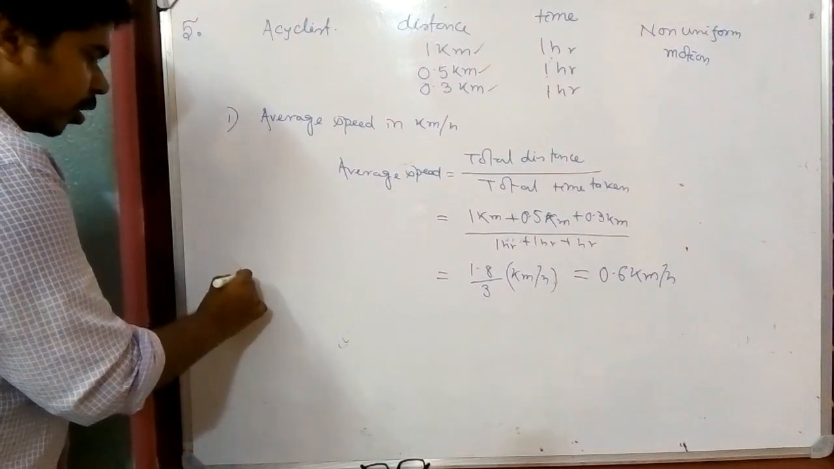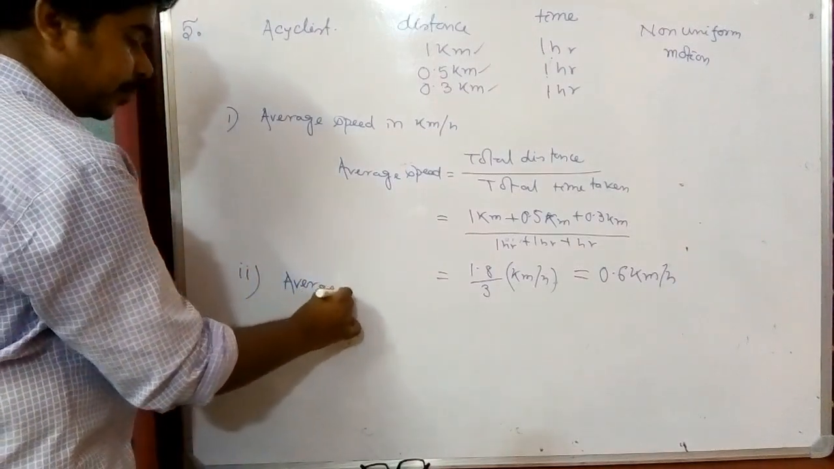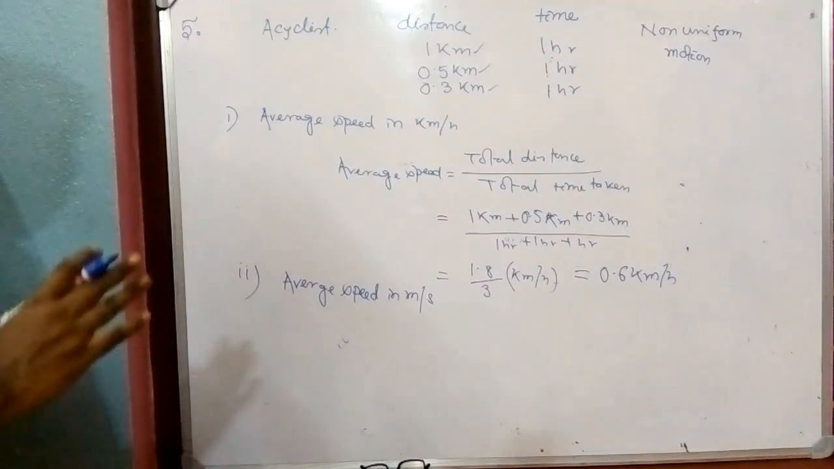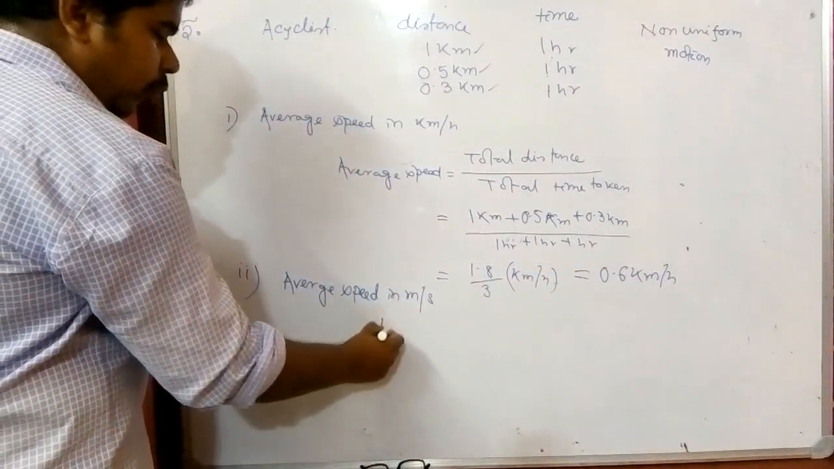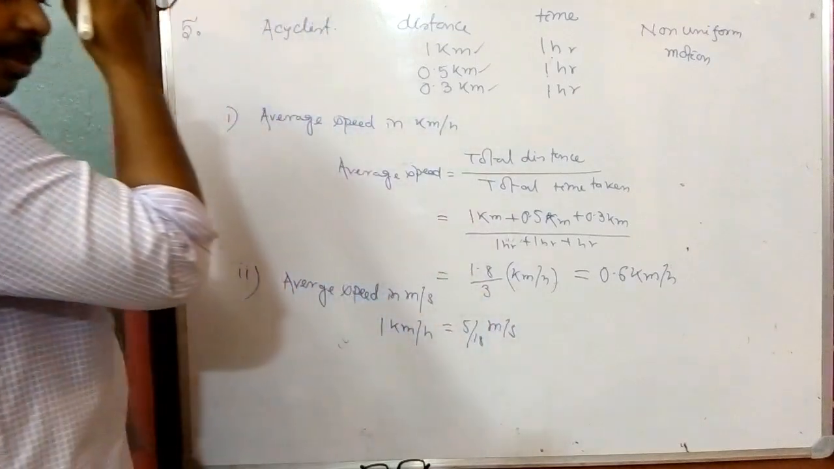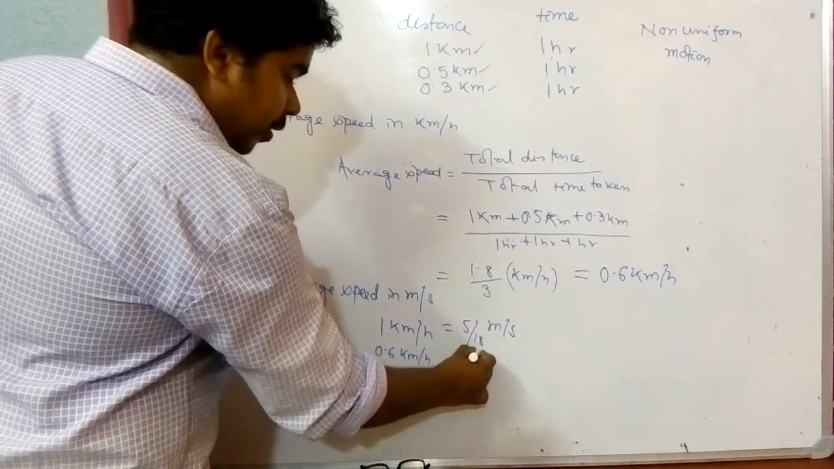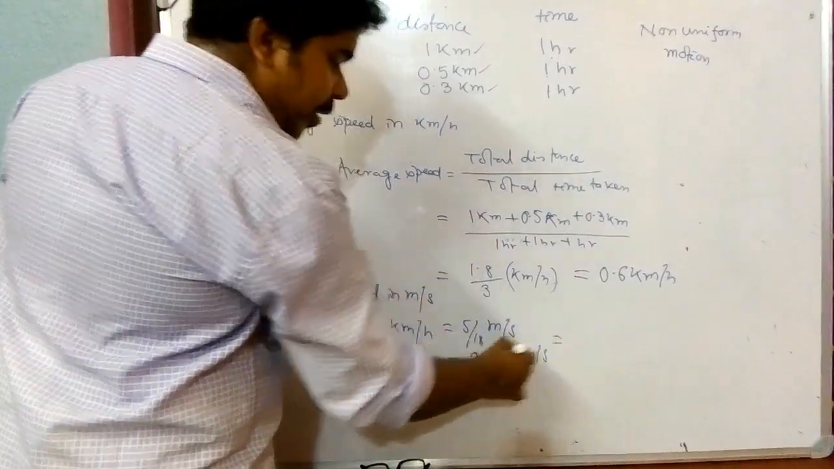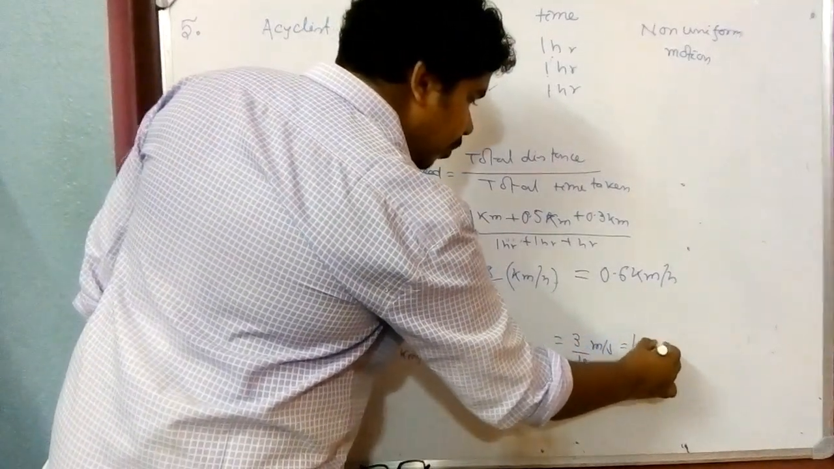Now the second question: you have to find the average speed in meter per second. So average speed in meter per second means you have to convert this kilometer per hour to meter per second. We all know that 1 kilometer per hour equals 5 by 18 meter per second. Now, how much kilometer? It is 0.6 kilometer per hour. So that means 0.6 into 5 by 18 meter per second. So 0.6 into 5 means 3 by 18 meter per second. So it is 1 by 6 meter per second.